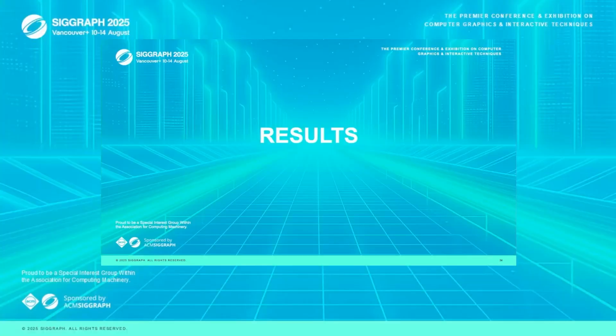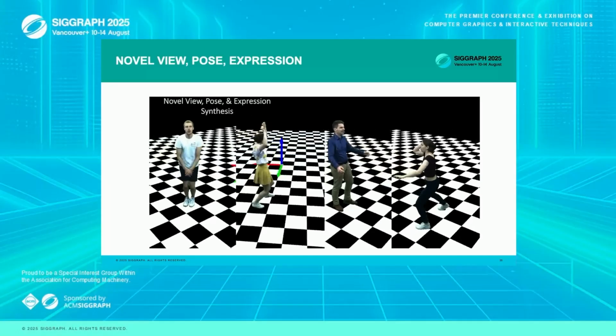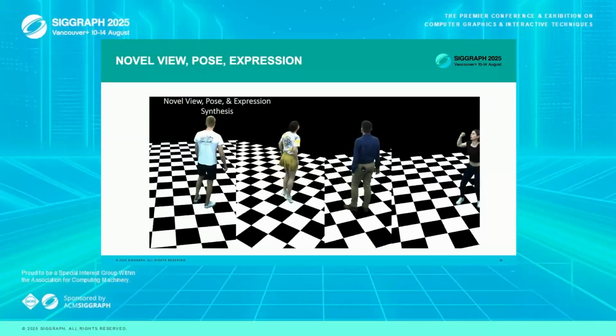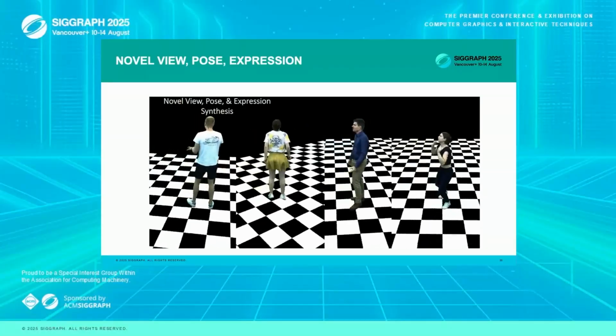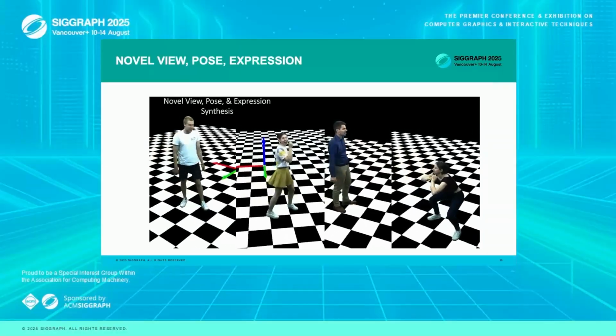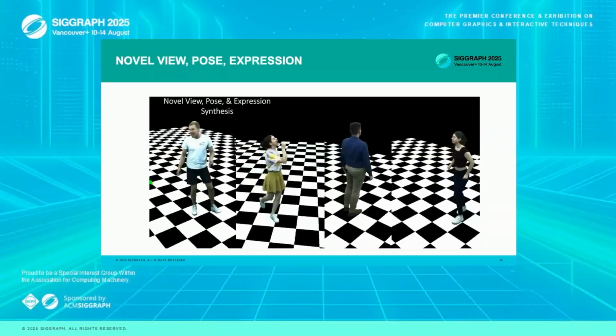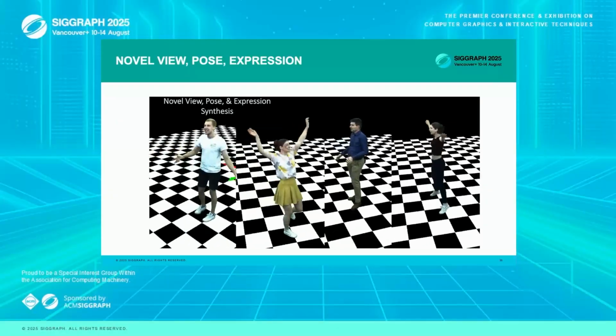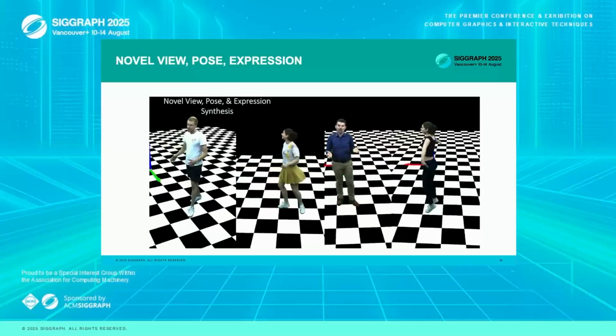Now let's look at the results. So here is a result showing novel view, novel pose, and novel expression synthesis of separate actors. And our model handles complex interactions of motion and expressions, generating photorealistic results from arbitrary new control inputs in real time.